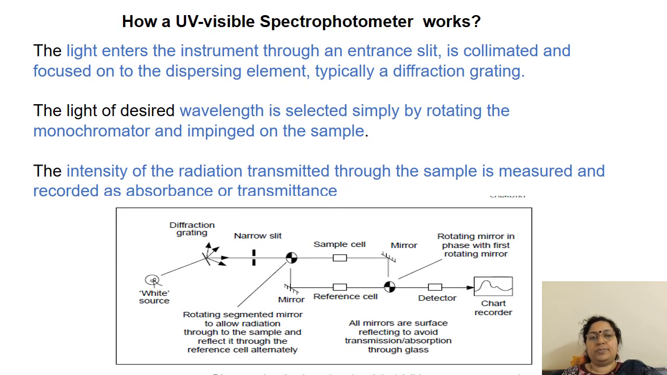How does a UV visible spectrophotometer work? The light from the source enters the instrument through an entrance slit, is collimated and focused onto a dispersing element, usually a diffraction grating. So, the wavelength is selected by simply rotating the monochromator and the desired wavelength will be impinged on the sample. The intensity of radiation transmitted through the sample is measured and recorded as absorbance or transmittance.